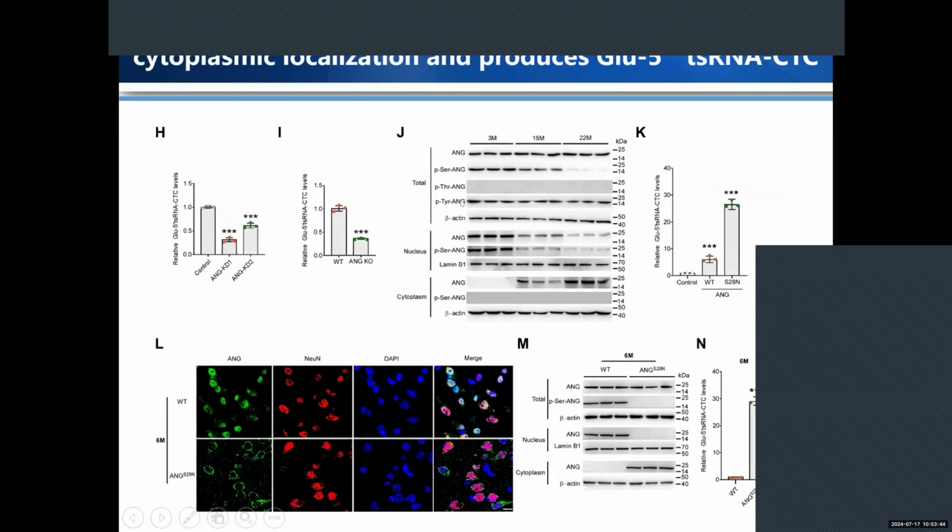Through the screening, we found the ANG enzyme is responsible for this tRNA cleavage. We found ANG is actually phosphorylated in the young brain. When the brain gets older, the phosphorylation is lost. Then ANG transfers from the nucleus to the cytoplasm. Then the cytosolic ANG can cleave glutamate tRNA and produce the glutamate tRNA fragment.